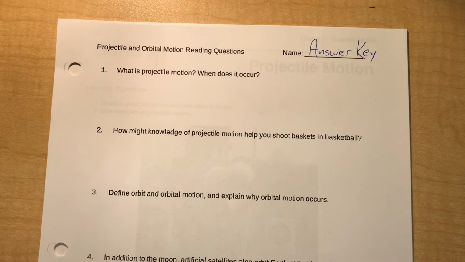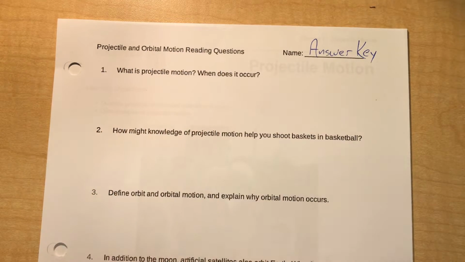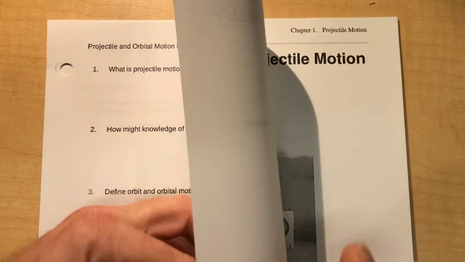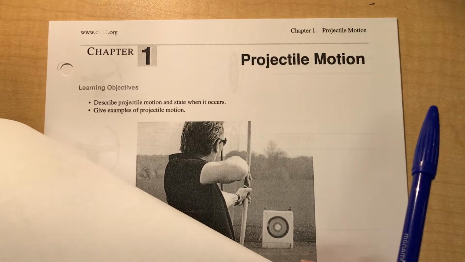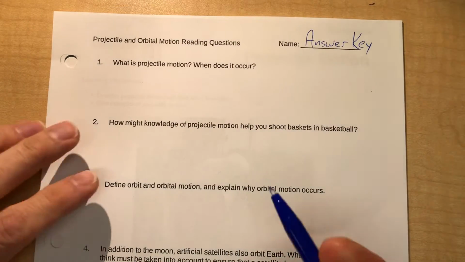All right, let's correct your answers to the projectile and orbital motion reading questions. These were the questions that you answered after doing the readings about projectile and orbital motion. First question, what is projectile motion and when does it occur?